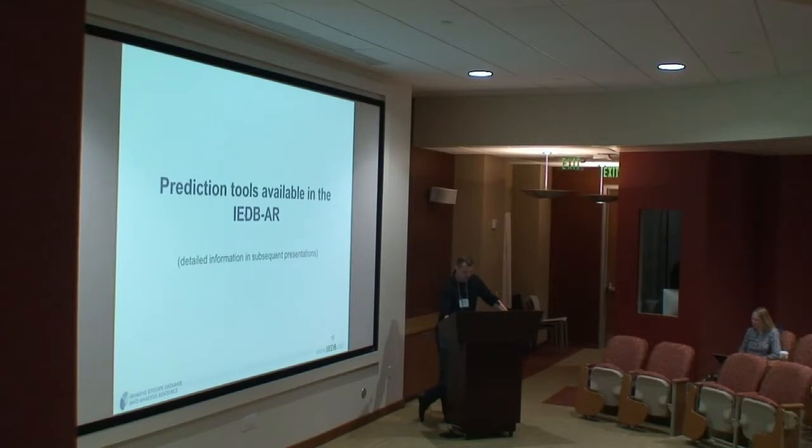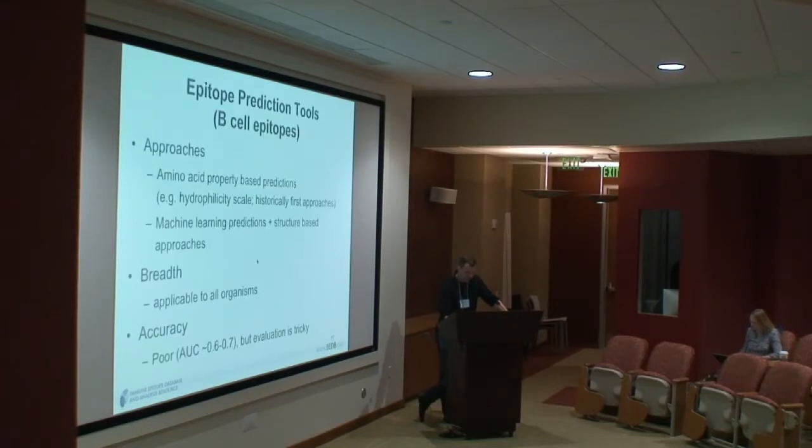So we have a number of prediction tools available in the analysis resource for B-cell epitope predictions, and again, this is going to be covered in much more detail in the next talks. We have implemented classic ways of how this has been done in the past based on amino acid scales, such as hydrophilicity. We've also added a number of machine learning approaches and structure-based approaches.